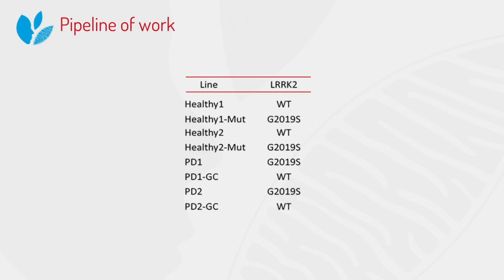For this particular set of experiments that I'll be explaining, we use 8 different cell lines. This accounts for the cells derived from healthy individuals and from Parkinson patients that are carrying a specific mutation in the LRRK2 gene. In this case, the mutation that we are analyzing is G2019S. As isogenic controls, we introduced a mutation in the healthy individuals, and we corrected the mutation in the patient-derived lines.